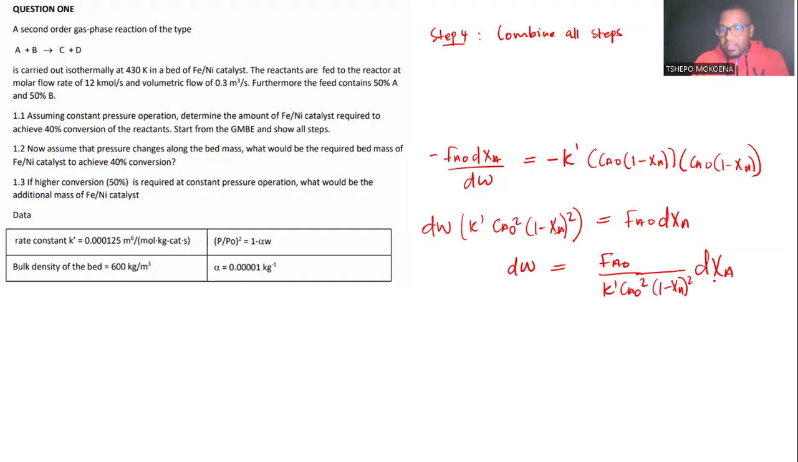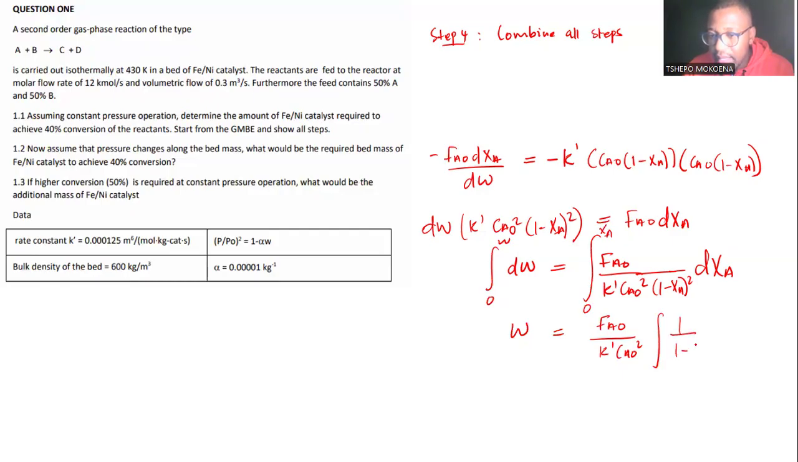So now we are deriving. I told you this is all about derivation, right? And then here I'm going to integrate W from 0 to W. This will give me W. And here I'm going to integrate as well from 0 to XA. So I'm going to have FAO divided by k prime CAO squared, integral of 1 over (1 minus XA) squared dXA, from 0 to XA.